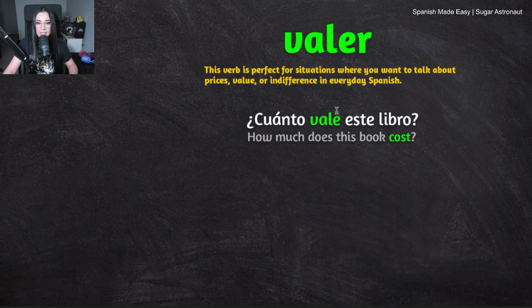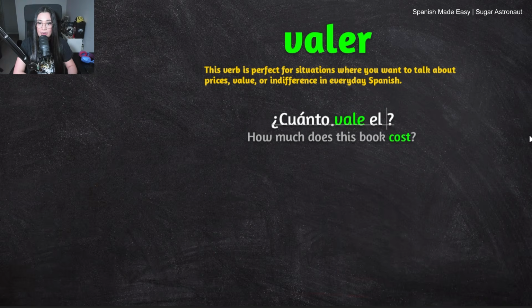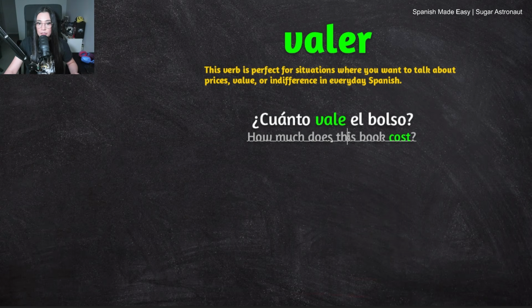Of course, you can change this to something else. You only need to replace this part. Este libro can be replaced with el bolso. ¿Cuánto vale el bolso? And this means how much does the purse cost? Okay, so ¿cuánto vale el bolso? How much does the purse cost?